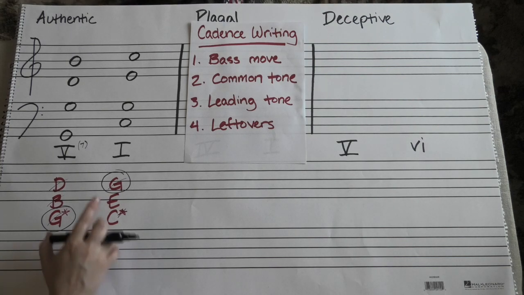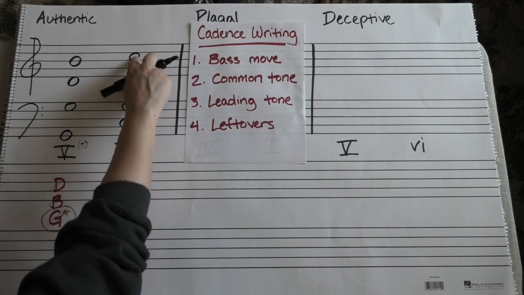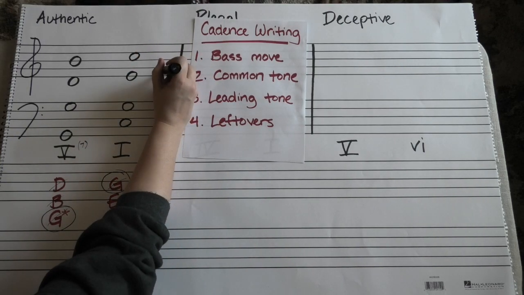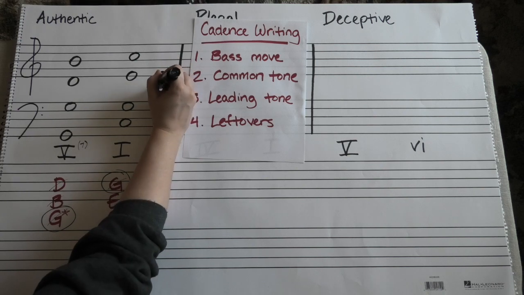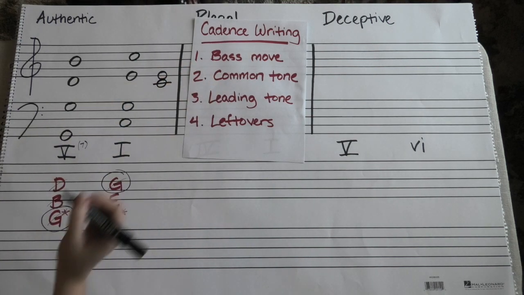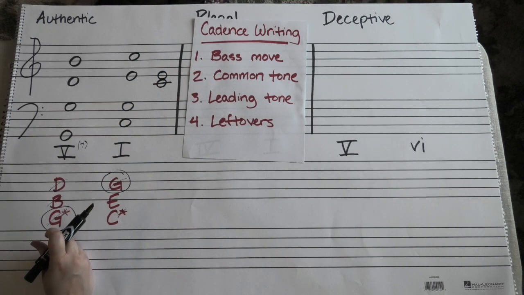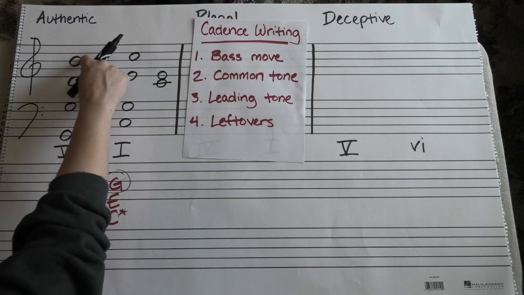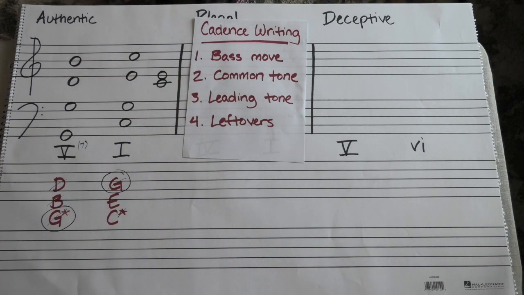Now I could do different combinations. What if I had, instead of doing this up here, maybe I made the sopranos take the E and the altos take the C. Now that would still sound fine. You're just going to have a bigger leap from here to here. This is what it would sound like.